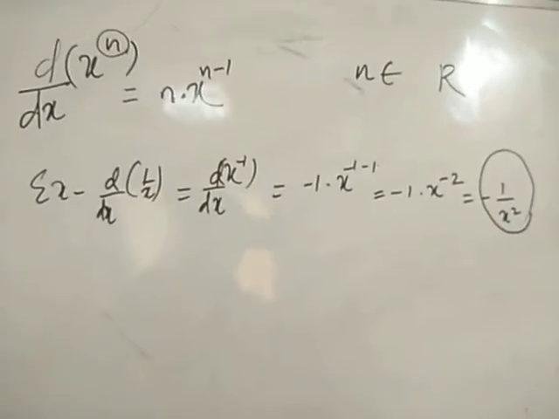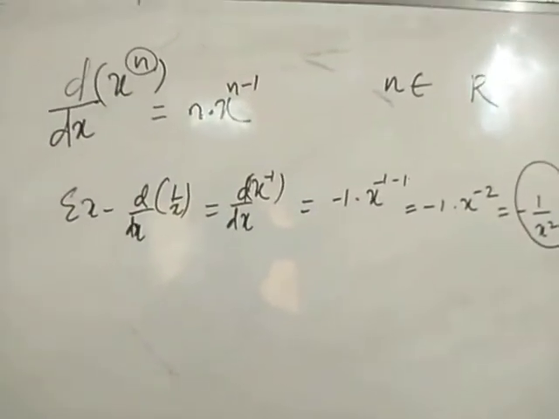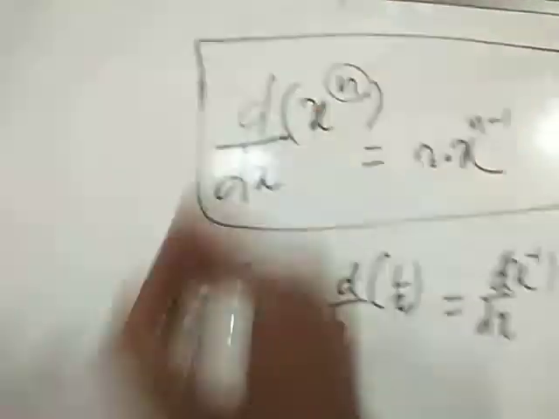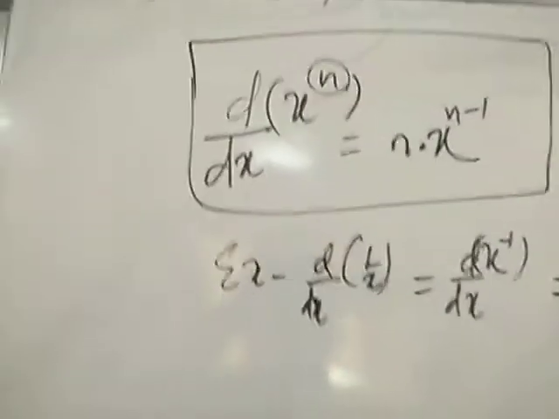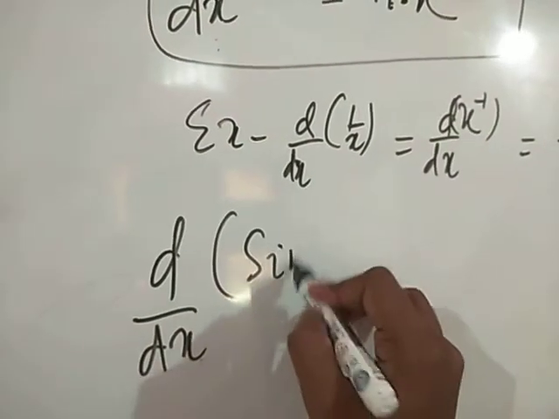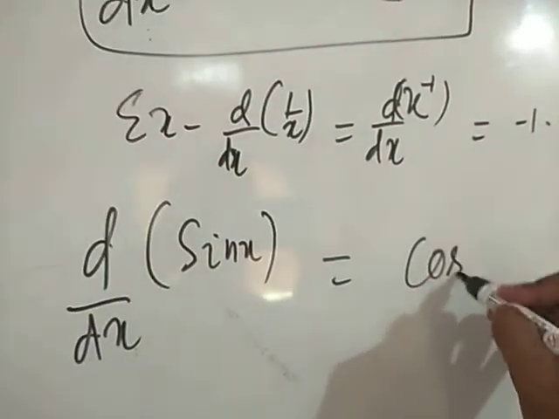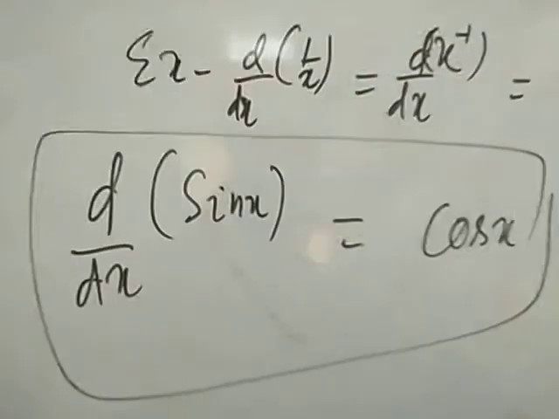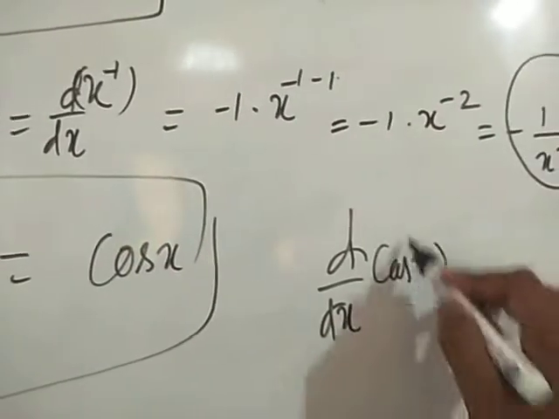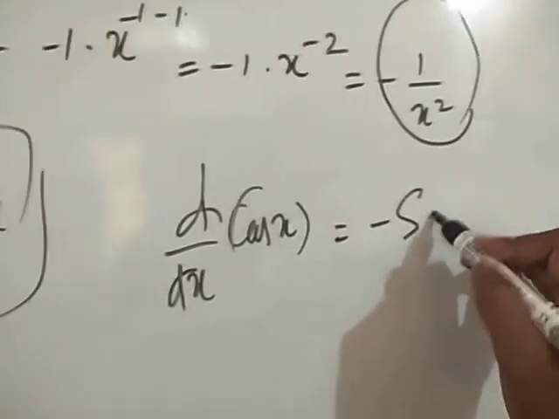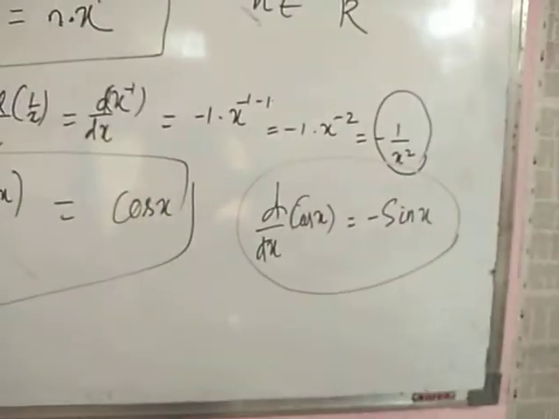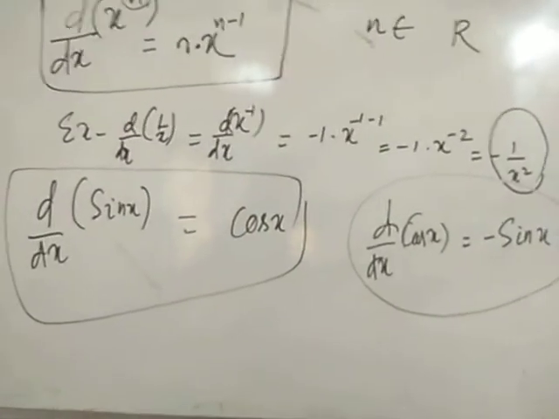I will give some examples after you understand this. This is one basic formula that will be used many times. Then in trigonometry, d by dx of sin x, what is the derivative of sin x? cos x. Remember it also. Then the derivative of cos x is minus sin x. You have to write this down.